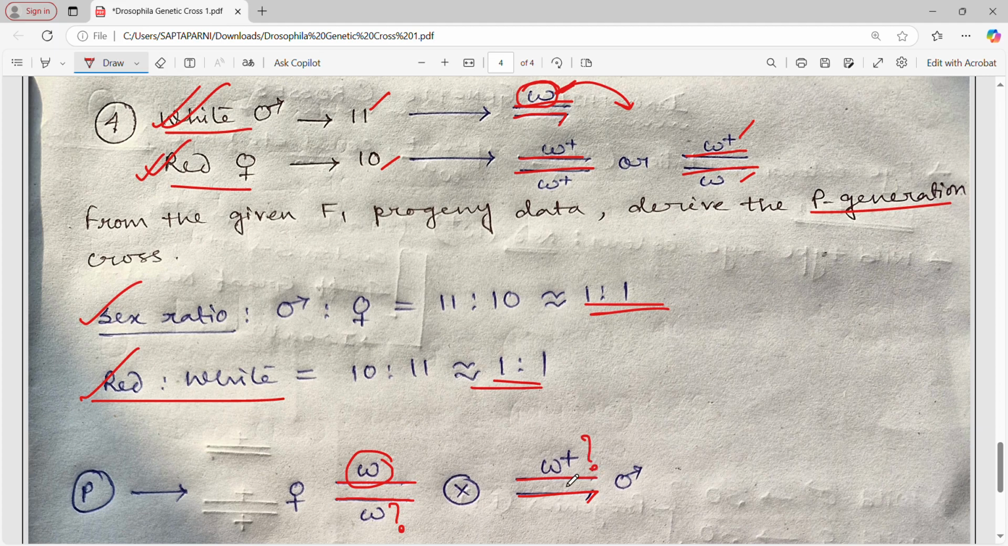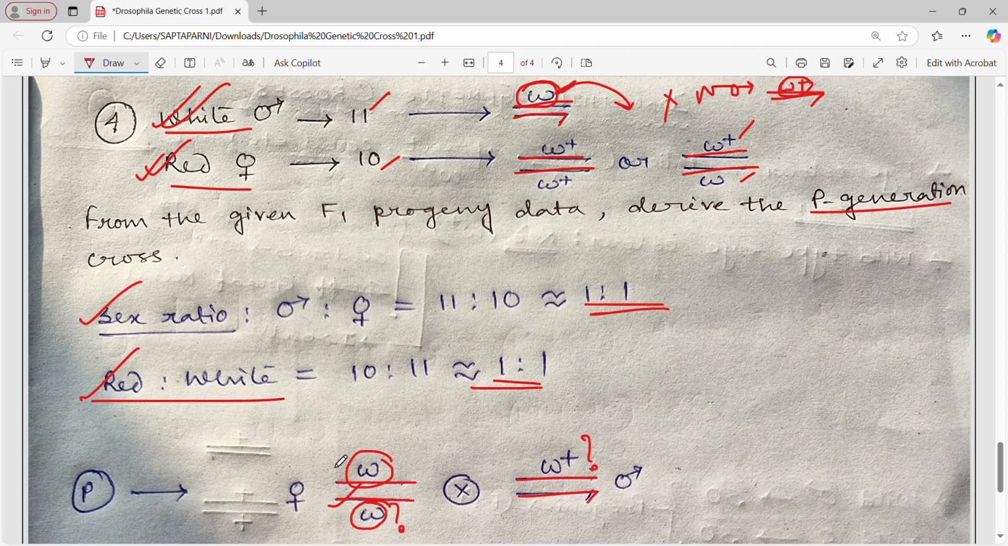And still we don't know what should be on the X chromosome of father. Now see, there is no wild type or red-eyed male, so there should not be any W plus Y. And this W plus must be given by whom? This W plus must be given by mother. So that means there should be no W plus allele on mother's X chromosome. So the second X chromosome of mother should not carry the W plus allele. So what allele should it carry? Obviously the W allele. So from this we can conclude the mother's genotype should be WW.